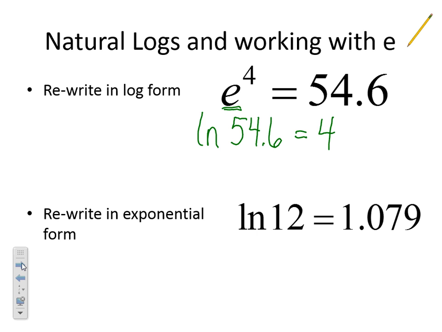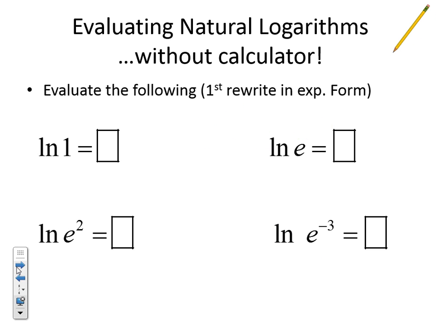So what is this? ln of 12 equals 1.079. What is that in exponent form? Well, remember the base is the e, so it'd be e to the 1.079 is about 12. So rewriting back and forth in our two forms doesn't really change much. We're just introducing the idea of another type of log.